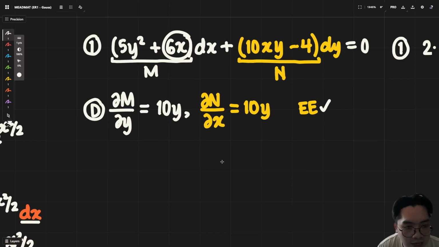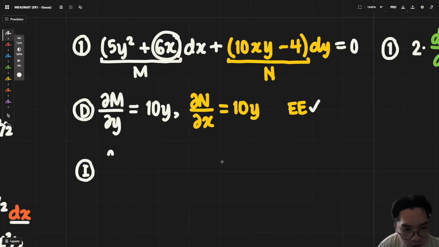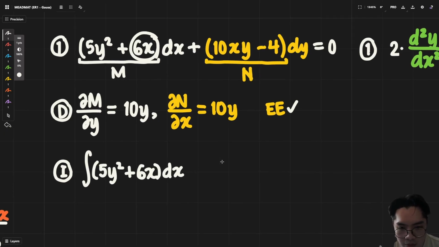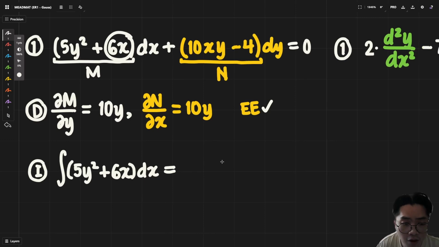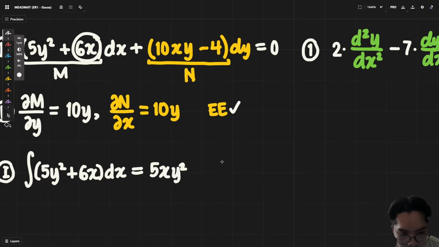Next, we will go and integrate, right? Which one to integrate? I don't know, I'll just choose, say for example, this first one, 5y squared plus 6x dx. What will happen is that we just treat this like normal. Normal rules apply, and if you have other variables, just don't mind them. So in this case, this will just be 5 times x times y squared plus 3x squared, via the reverse power rule.